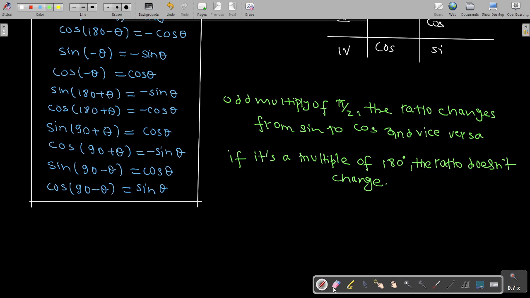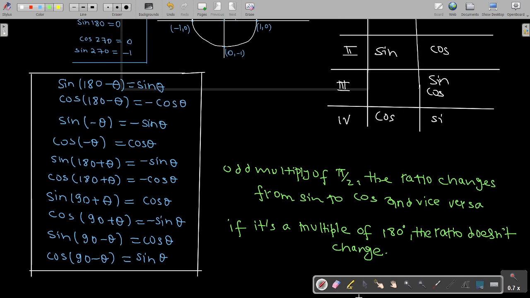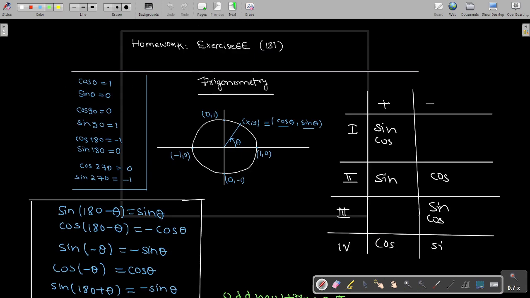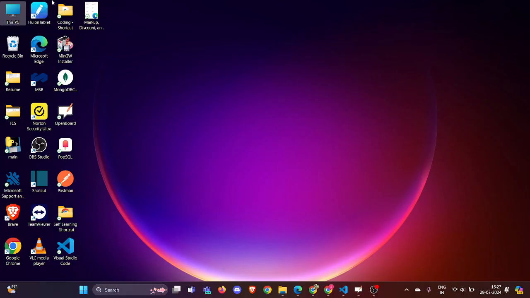Now, for example, let's see. This was trigonometry. Now let's understand the graph. Or okay, let's see the question from the second book first. Then we will see the graph.